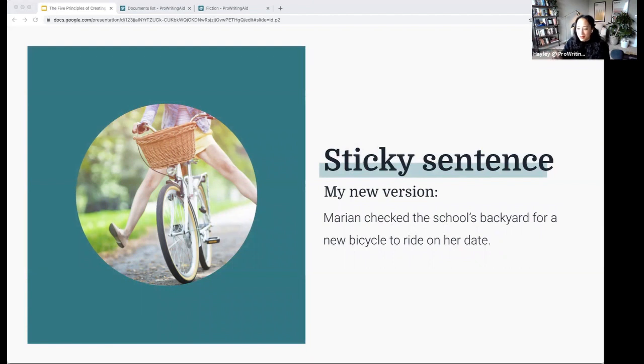Oh, it looks like somebody got pretty close to me. Either way, all of these versions are correct, right? All of these versions are correct because we each have a different version of a sentence that retains the same meaning, that our protagonist, Marion, goes to the schoolyard to find a new bicycle for her date. Each and every single one of these versions is more effective than the first one because it's cutting out a lot of those glue words. So they're shorter, more concise, and more clear.